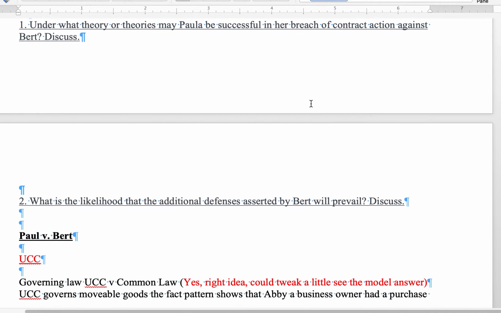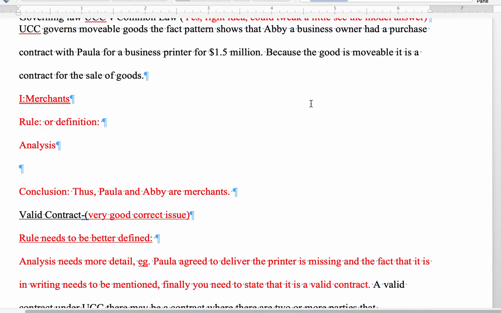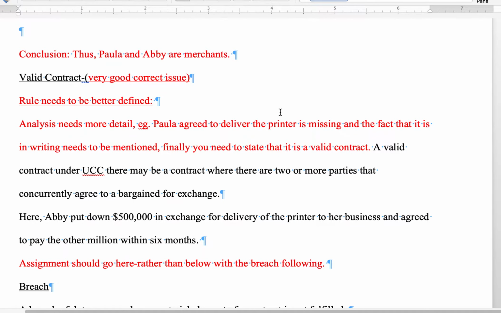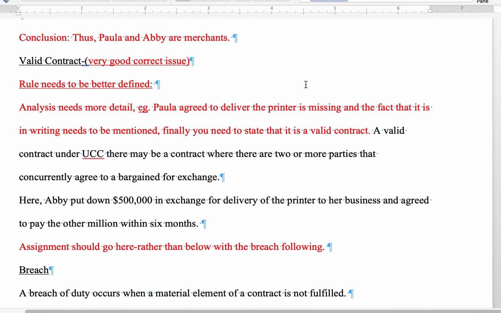Okay, so we went over the rule of law and how it's going to be done, and so the best way to write it, the model answer, is to do the issue, rule, analysis and conclusion for each one. Now I'm going to take this out. Don't waste valuable time on non-issues.